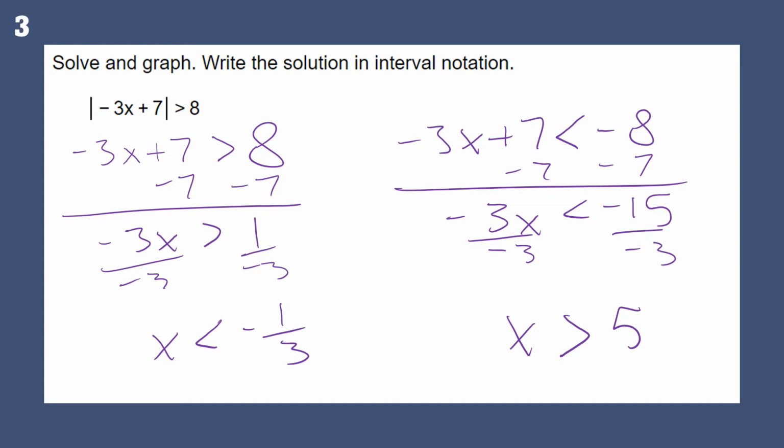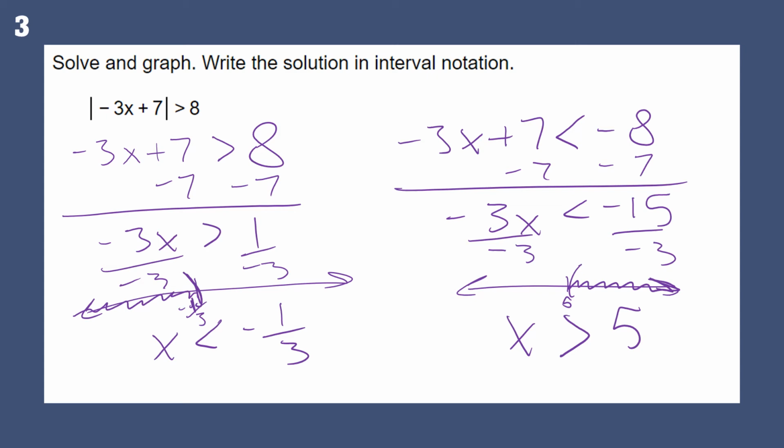So in order to graph that, I'm going to graph each of them separately and then put the graphs together. So the first graph is going to be x is less than -1/3. So I'm going to go to -1/3, and it's less than that. That means I'm going to go to -1/3, but I'm going to go left. This one says x is greater than 5, so I'm going to go to 5, and it's going to be greater than 5. Okay, so these are actually going in opposite directions.